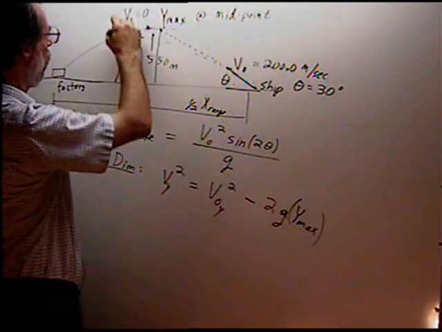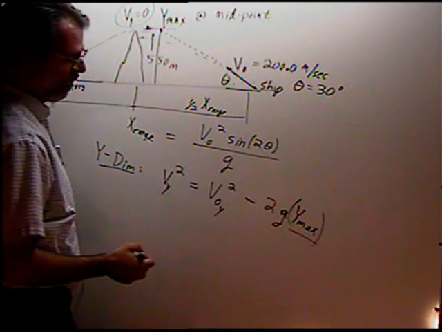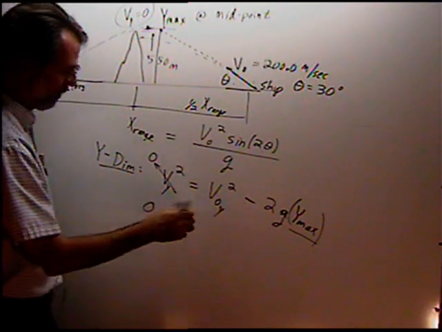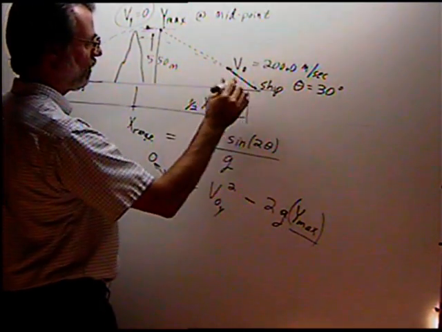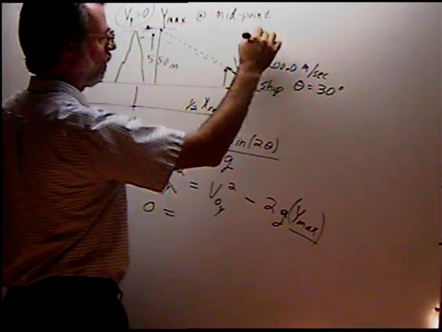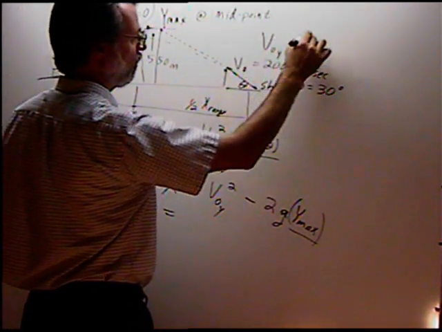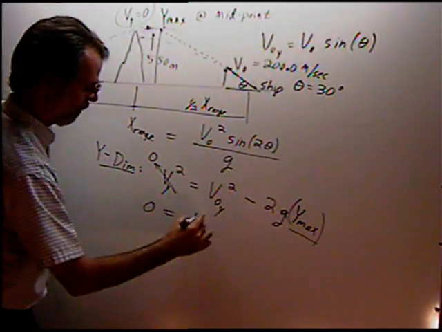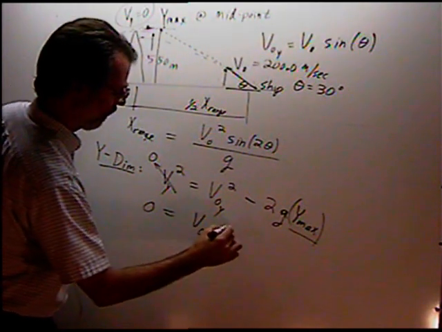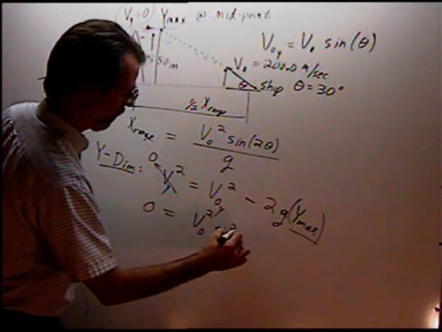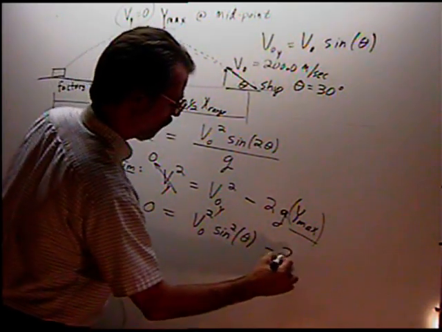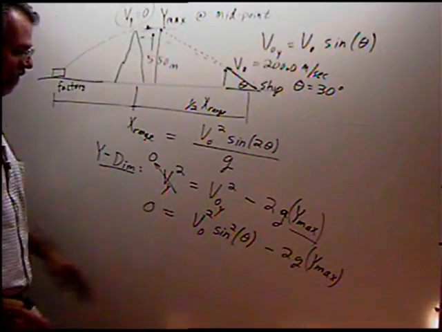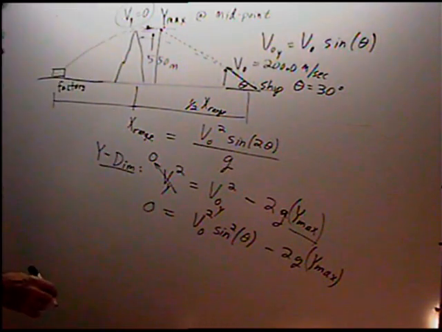The velocity at the peak, where y max is, is 0. So we have 0 equals the velocity in the y component. The initial y component is the initial velocity times the sine of this angle, 30 degrees. So it's the initial velocity squared times the sine of the angle squared, minus 2g y max. We can now solve for y max.